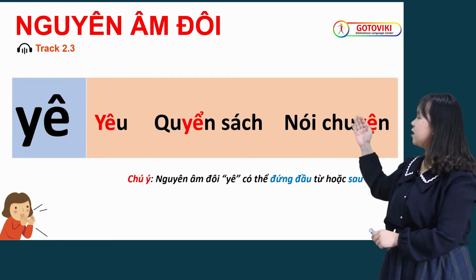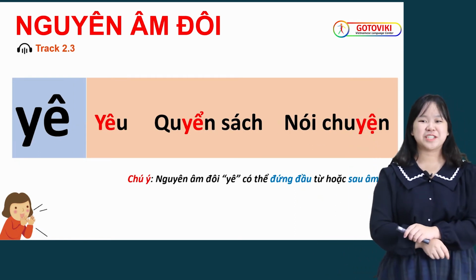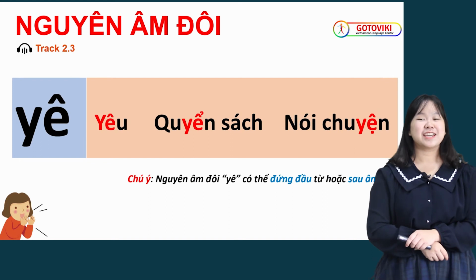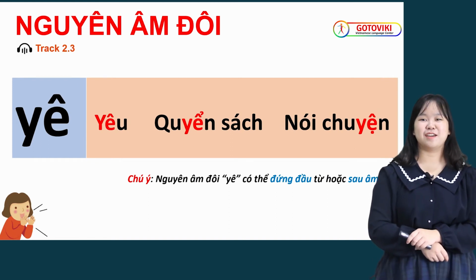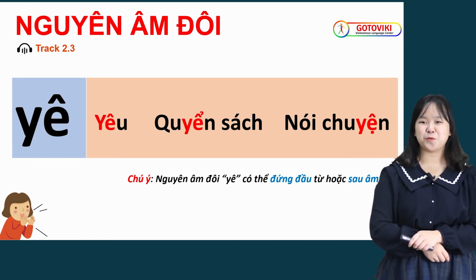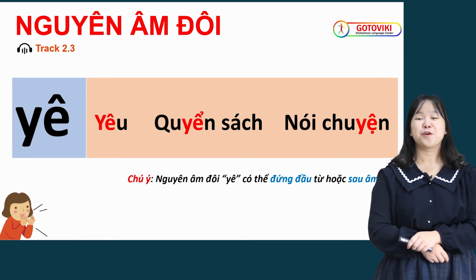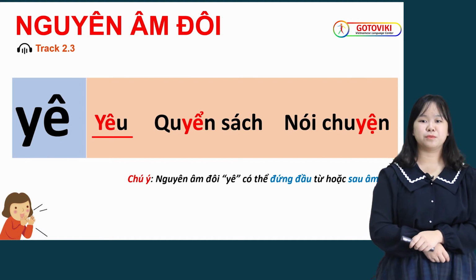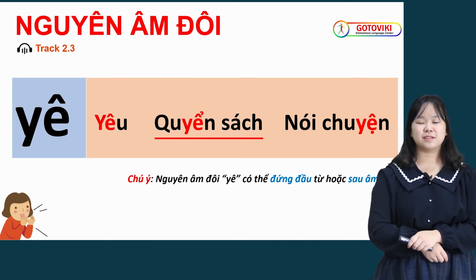The third ia is yê, which is made up of two letters, y dài and ê, and it is also pronounced as ia. Repeat it after me. Ia, ia, ia. For example, yêu, quyển sách, nói chuyện.